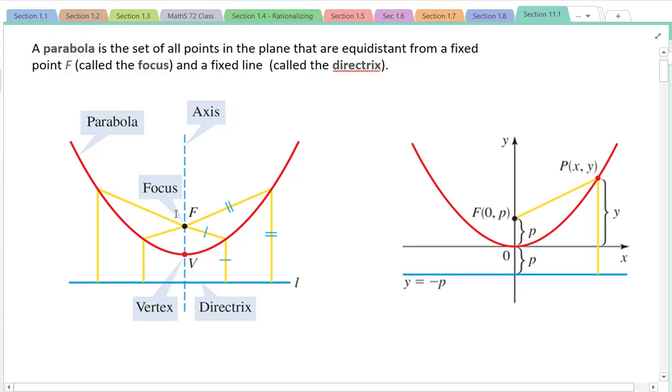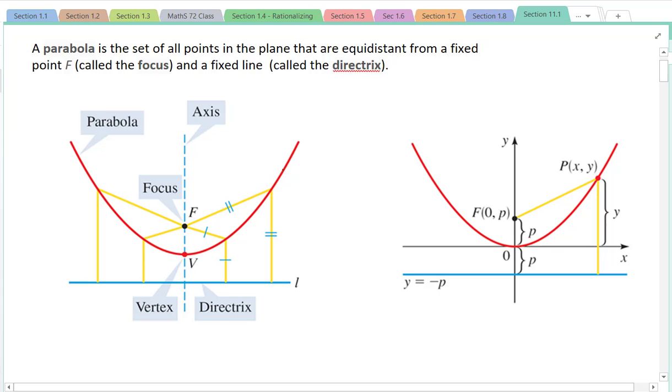The focus is this point right here, point F. The idea is that the distance from point F to the parabola is the same, so these two lines being congruent, as the distance to this line. The line L is what's called the directrix. And then we have the vertex of the parabola.